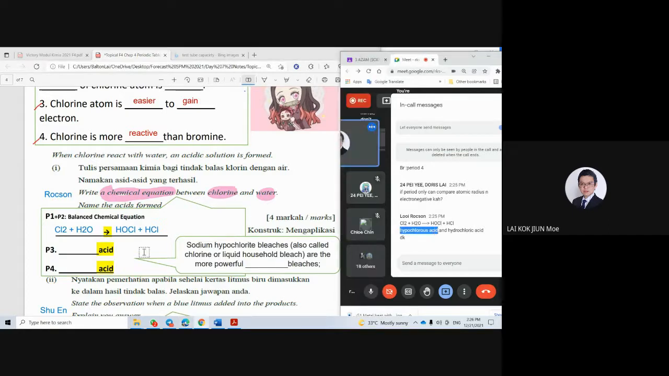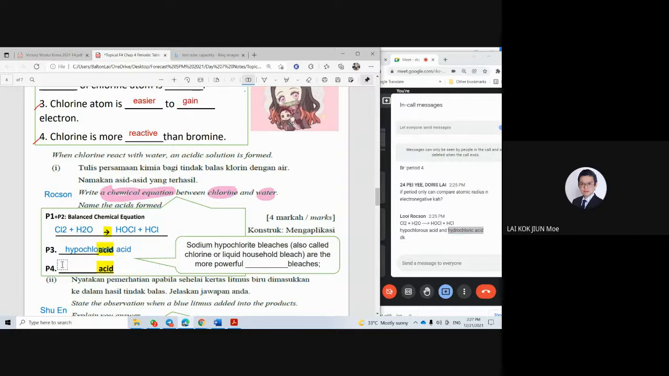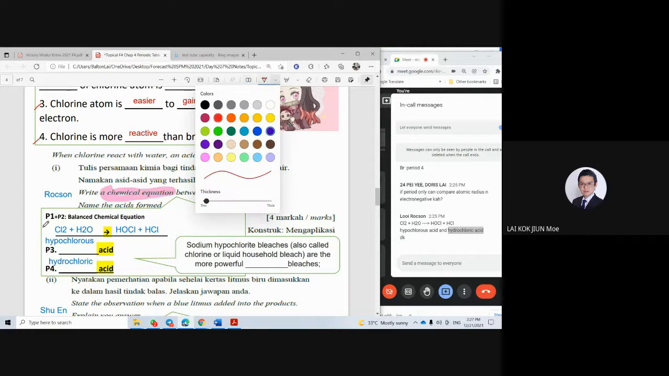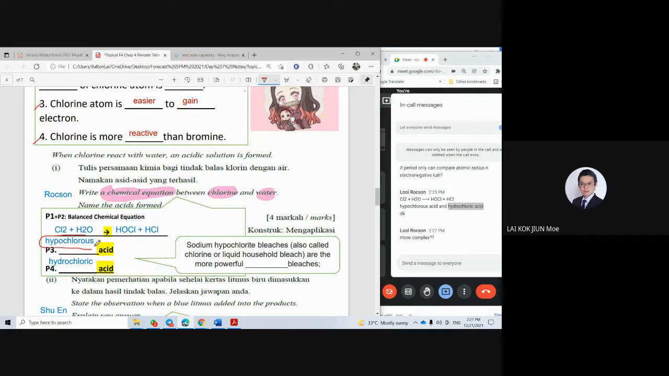Hypochlorous acid. Hydrochloric acid. Yes, very good. What is the difference between hypochlorous and hydrochloric acid? Any difference in structure? Any difference in their properties? Hydrochloric acid we hear often, but how about hypochlorous? Hypochlorous is more complex because it has one more O inside. Hypo, one more O.